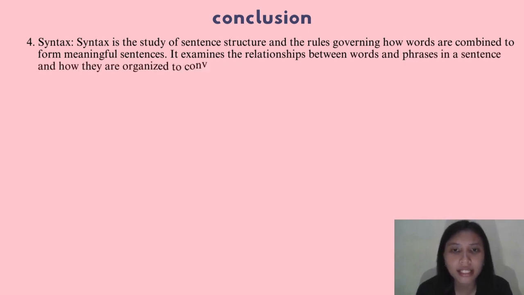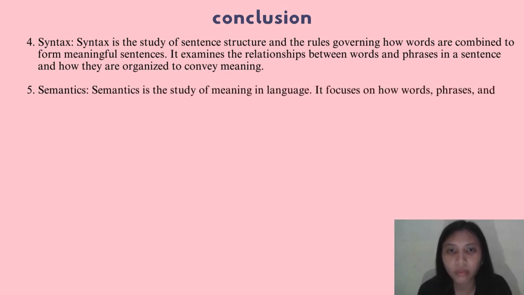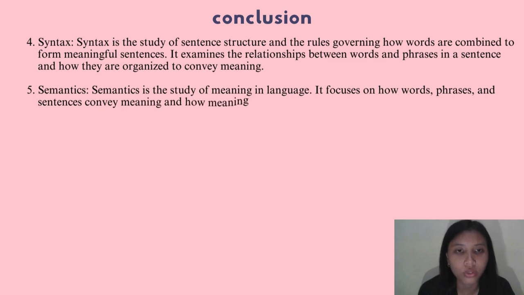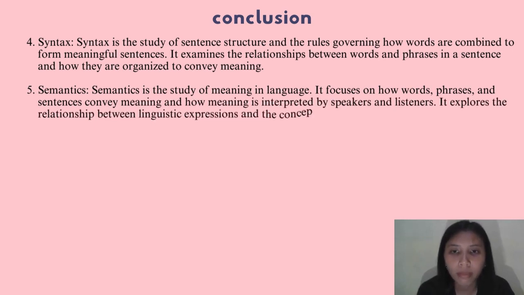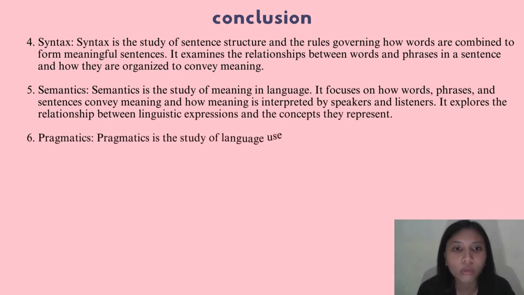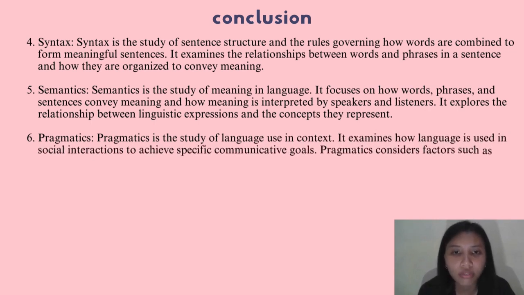Semantics. Semantics is the study of meaning in language. It focuses on how words, phrases, and sentences convey meaning and how meaning is interpreted by speakers and listeners. It explores the relationship between linguistic expressions and the concepts they represent. Pragmatics. Pragmatics is the study of language used in context. It examines how language is used in social interactions to achieve specific communicative goals. Pragmatics considers factors such as speaker intention, context, and the effect of language on the listener.